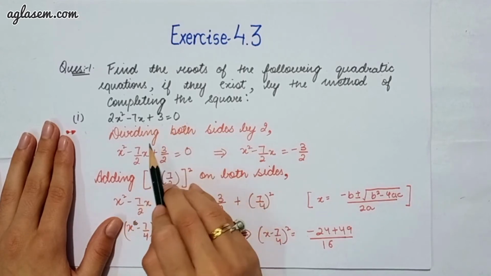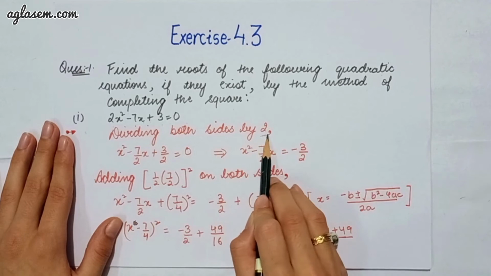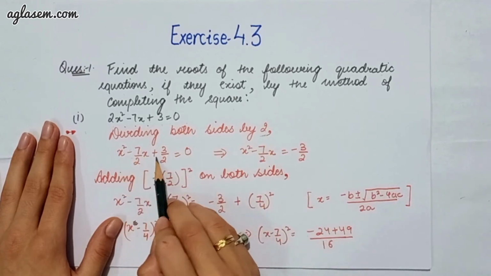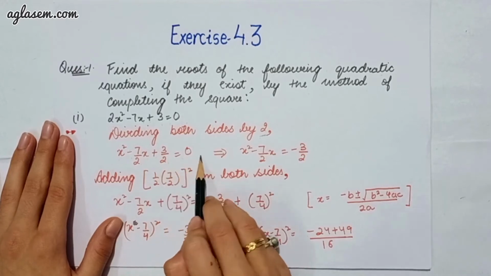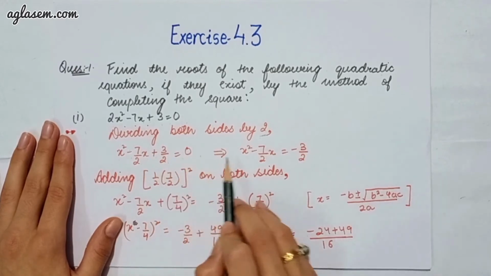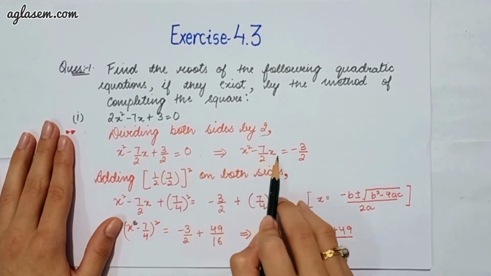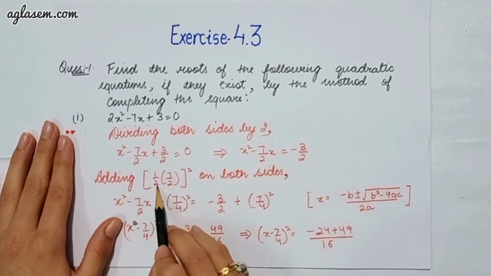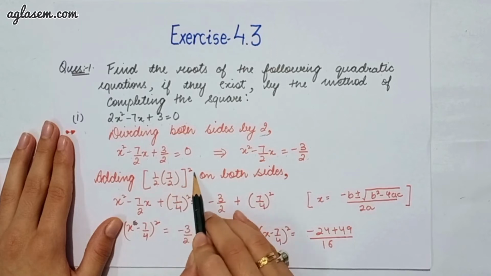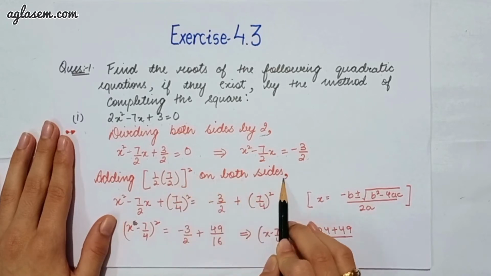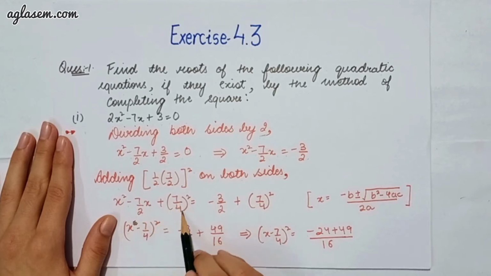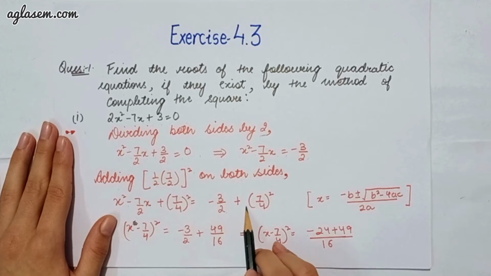Here we have to divide both sides by 2. So x² − (7/2)x + 3/2 = 0. Solving this, we will get x² − (7/2)x = −3/2. Now adding (1/2 × 7/2)² on both sides, we will get x² − (7/2)x + (7/4)² = −3/2 + (7/4)².